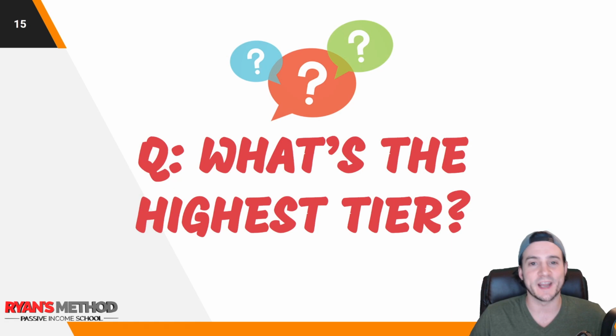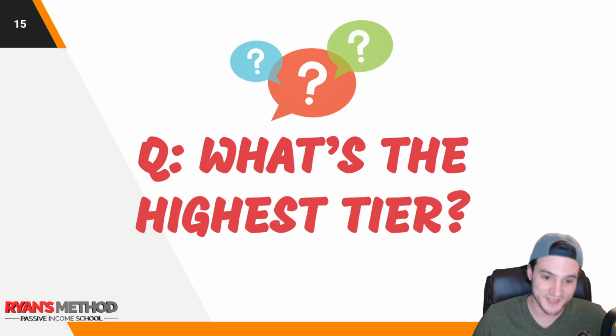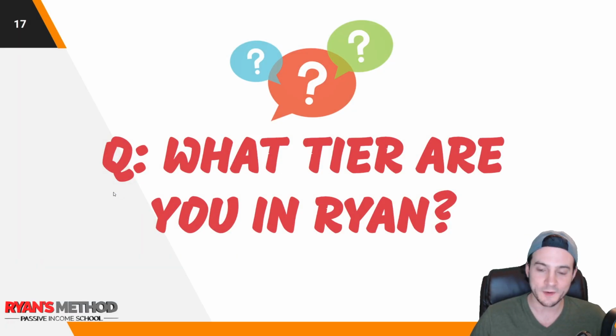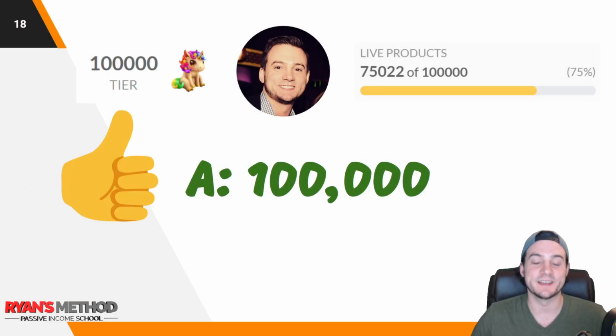Next question, what's the highest tier? And this one is the one I hinted at. If you look at the pretty merch icons that I put in the thumbnail of this video, you would think it was tier 100,000, but I have heard of a very small select group of sellers that are actually in tier 200,000. I hope one day to be there myself, but I've got a lot of catching up to do. So I've heard of tier 200,000 existing, and actually I just answered my next one. What tier are you in, Ryan? The answer to that question is that I'm in tier 100,000, which pretty much refers to as golden unicorn tier.